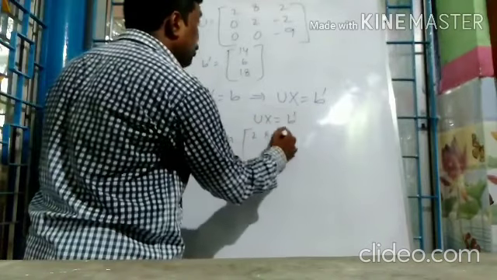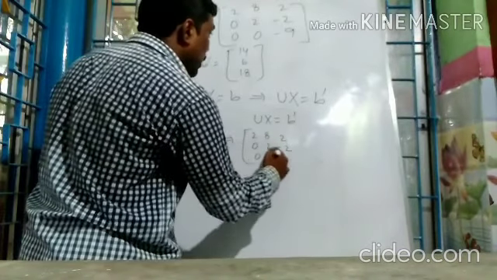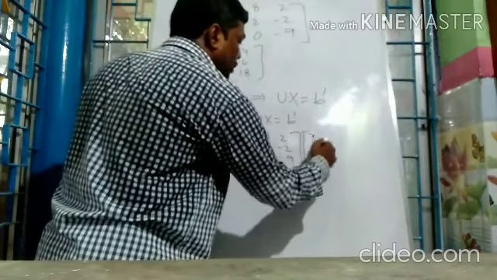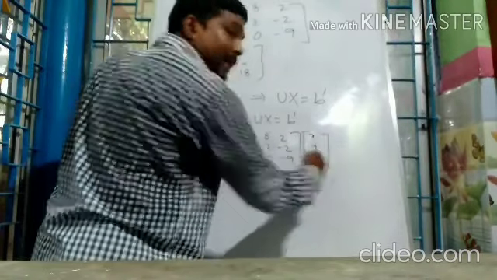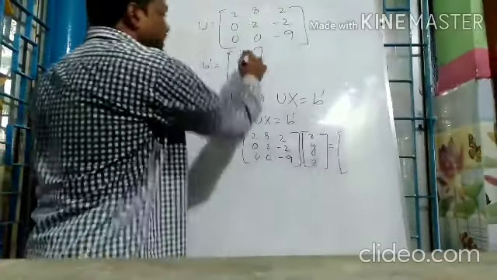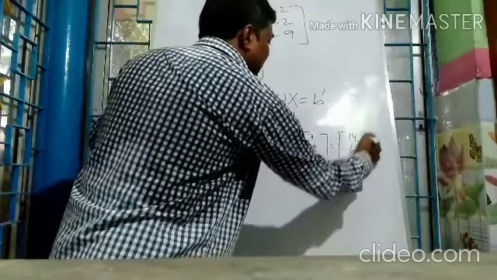2 8 2, 0 2 minus 2, 0 0 minus 9. This is U. X is x, y, z, equals the reduced B dash, which is 14, 6, 18. Okay?